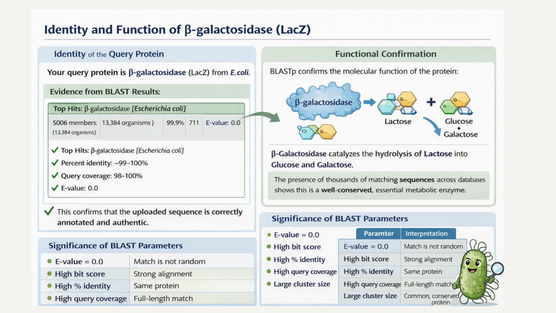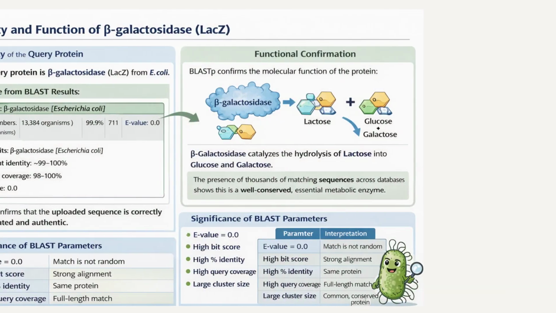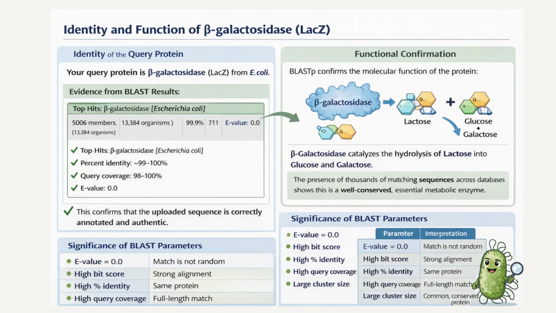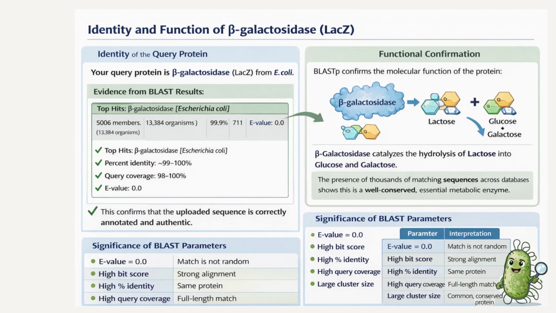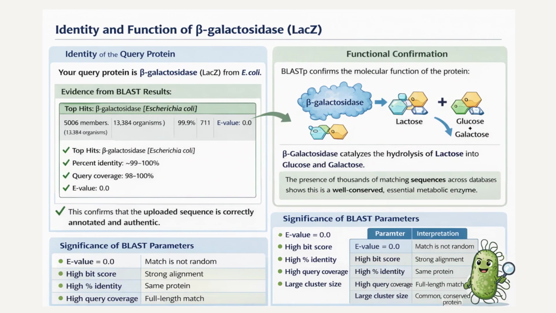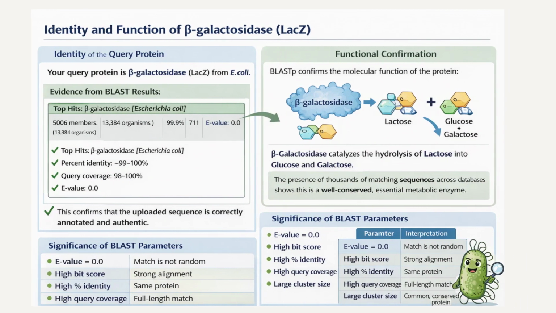This image summarizes the protein BLASTp analysis of beta-galactosidase, LacZ, from E. coli. The left panel shows that the query protein is correctly identified as beta-galactosidase, supported by very high percent identity, approximately 99 to 100%, high query coverage, 98 to 100%, and an E-value of 0.0, indicating a highly significant match. The right panel explains the molecular function of the protein, where beta-galactosidase catalyzes the hydrolysis of lactose into glucose and galactose.